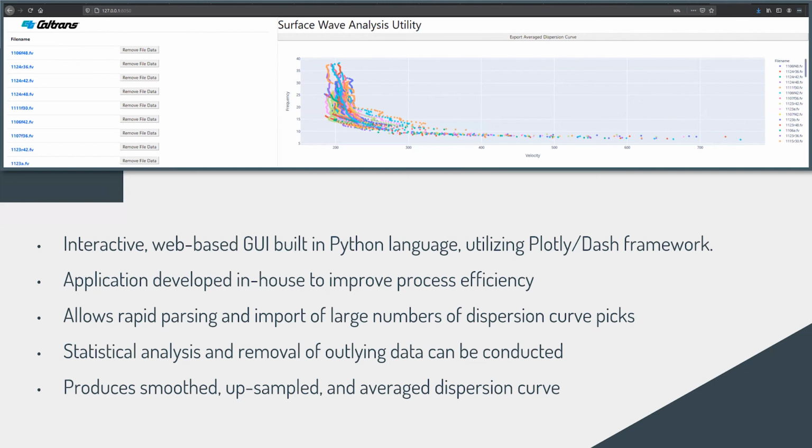Outlying data files or records associated with greater noise can be removed within the web app. Upon completion of data cleanup and analysis, a new FV file can be exported that is curve fitted to the averaged and upsampled dispersion curve. The dispersion curve is then used in GeoGiga for the inversion process.